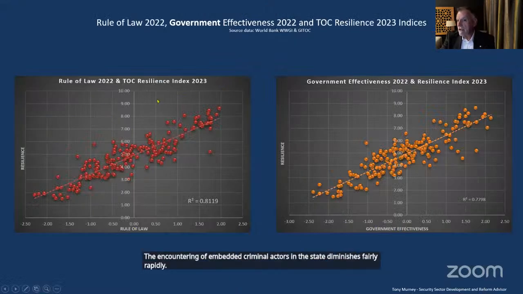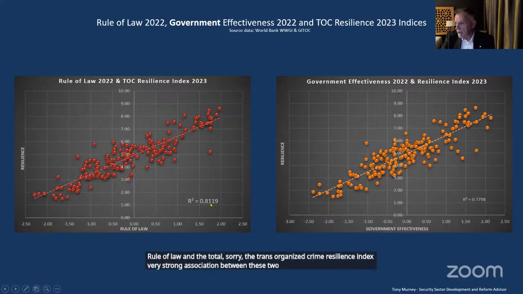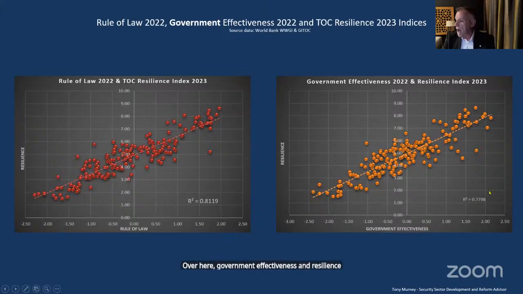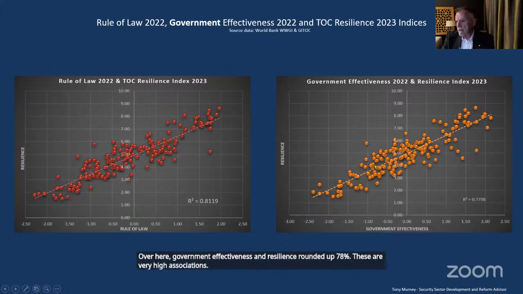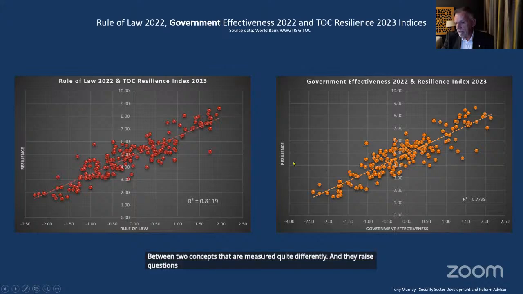Rule of law and the Trans-Organised Crime Resilience Index, very strong association between these two measures, an 81% association. Over here, government effectiveness and resilience, rounded up 78%. These are very high associations between two concepts that are measured quite differently. And they raise questions that we could probably explore better in the discussion.